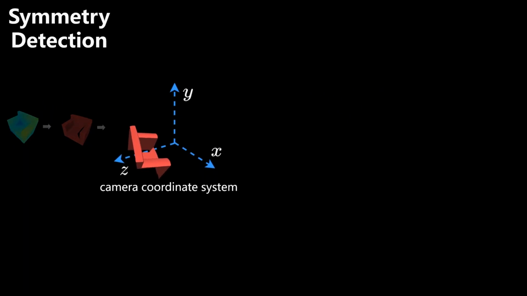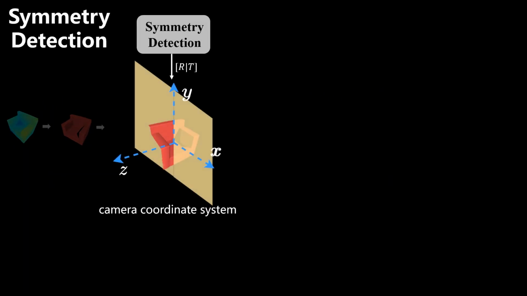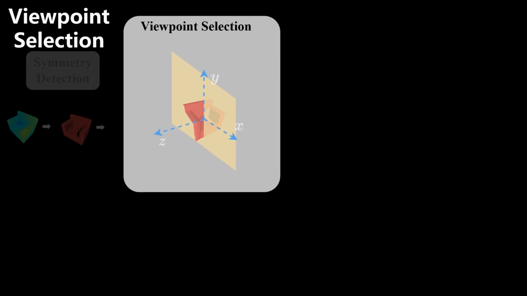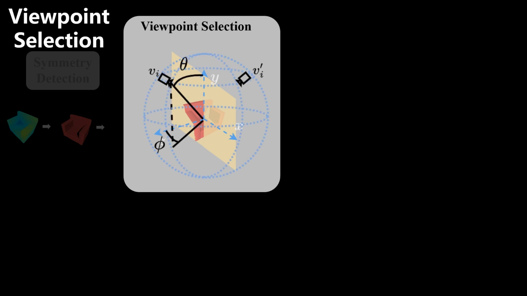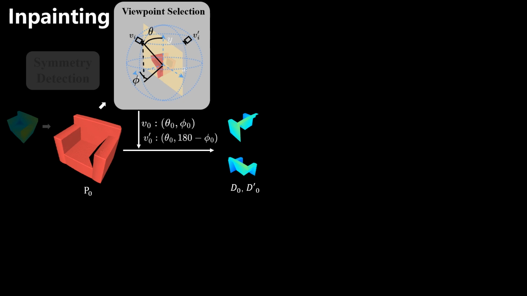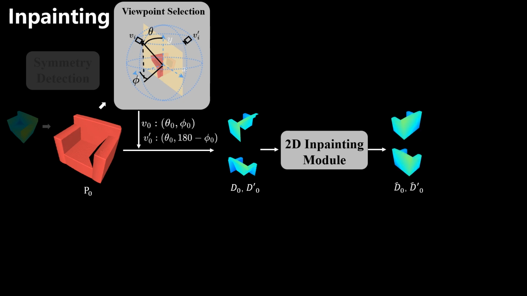We first predict its symmetry plane and align the point cloud by the predicted symmetry. Then the aligned point cloud will be fed into the viewpoint selection module to seek the best next view for depth map inpainting. Actually, the output viewpoint is defined by elevation angle theta and azimuth angle phi. For initial point cloud P0, the viewpoint selection module outputs symmetric viewpoints V0 and V'0. Projecting P0 in the above viewpoints, we get the depth maps D0 and D'0. Inpainting these depth maps through the 2D inpainting module, we obtain the complete depth maps.